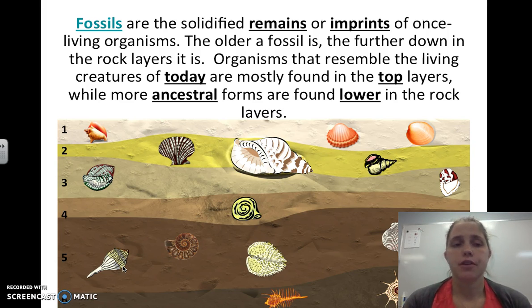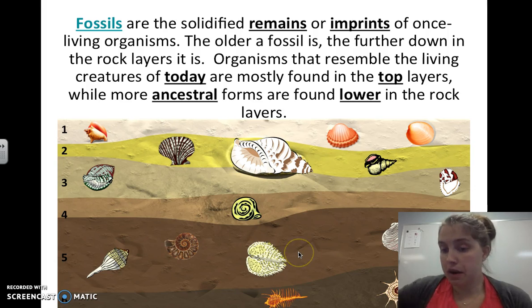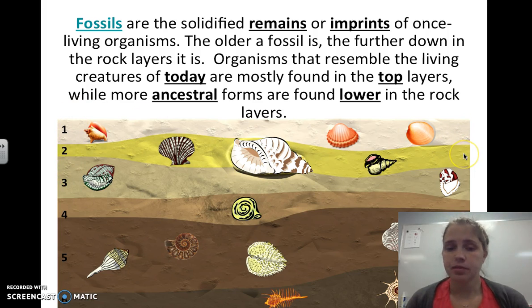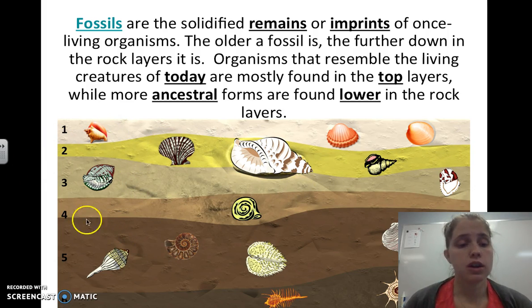The older a fossil is, the further down the rock layer it is. So basically, the older it is, the further it's buried. It's buried deeper and deeper. Organisms that resemble the living creatures of today are mostly found in the top layers. All the rock layers that are closest to the surface are going to have fossils of organisms that look very similar to today's organisms, whereas the ones that are really far down towards the bottom are going to be the more ancestral ones, the ones from a long time ago, that maybe don't resemble some of the things that we see today as much.